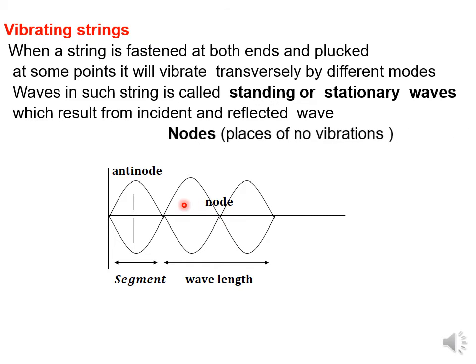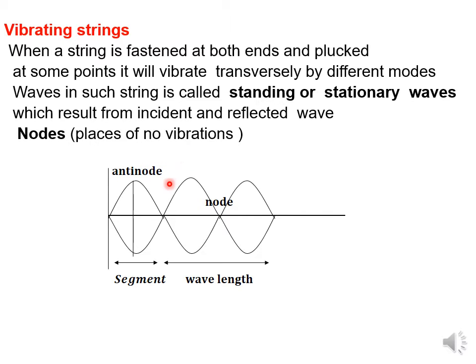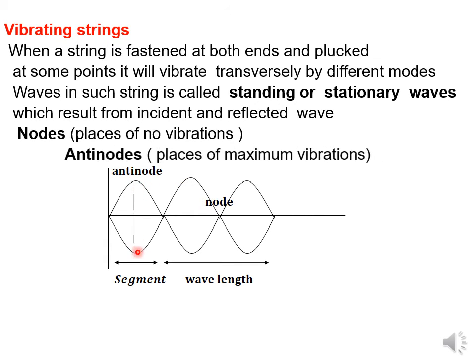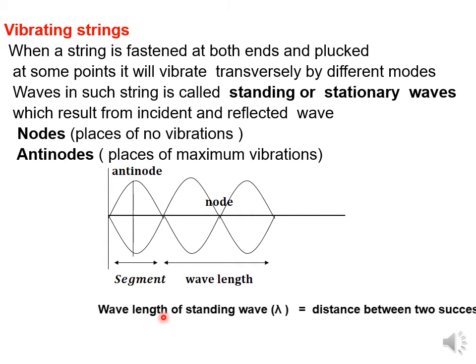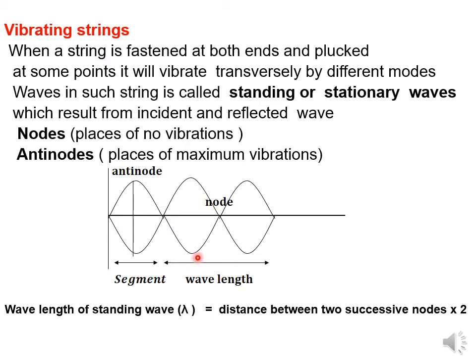Nodes are places of no vibration, and antinodes are places of maximum vibration. The wavelength of a standing wave, lambda, equals the distance between two successive nodes multiplied by 2. This gives the wavelength in a standing or stationary wave.